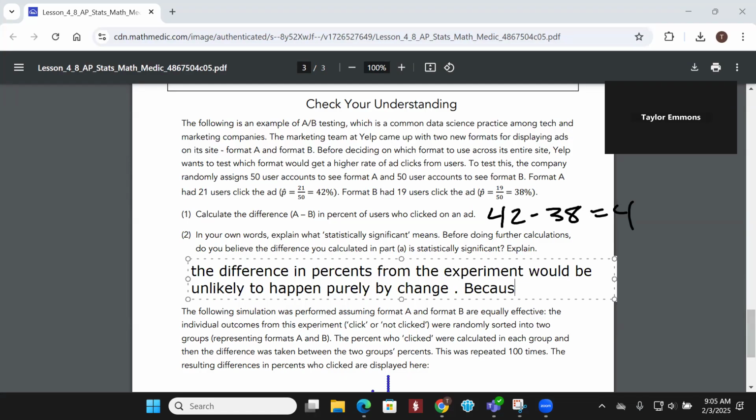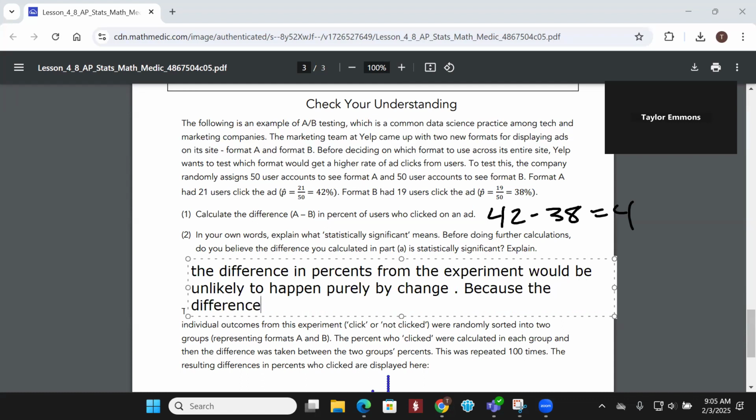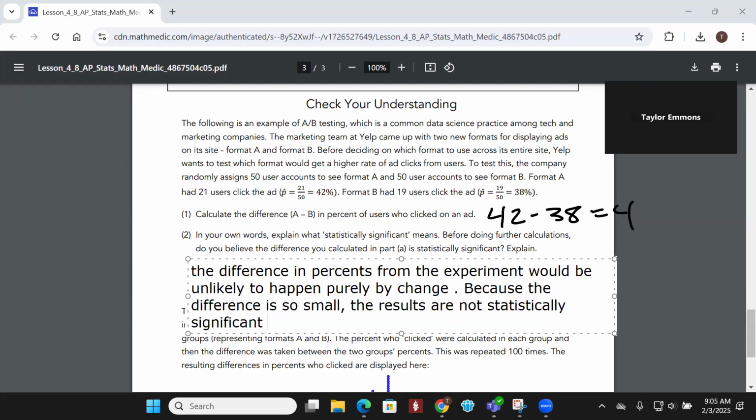But because the difference is so small, the results are not statistically significant. So this is probably the hardest thing to wrap your head around because it feels like it's always opposite when you write these kinds of things out. So read that again and read it slowly, trying to understand what it is saying.